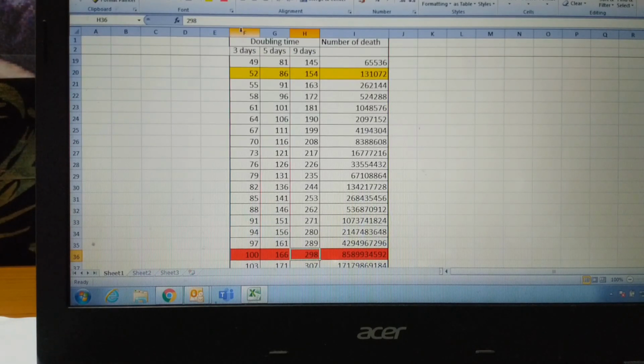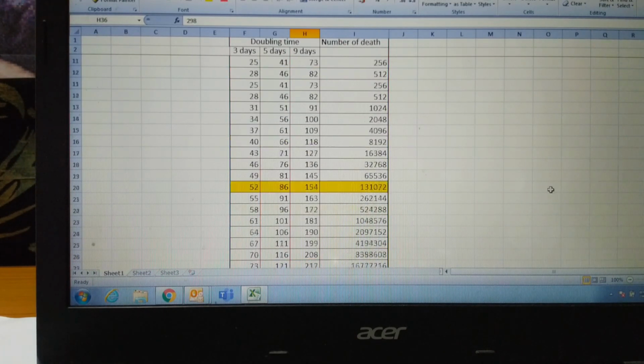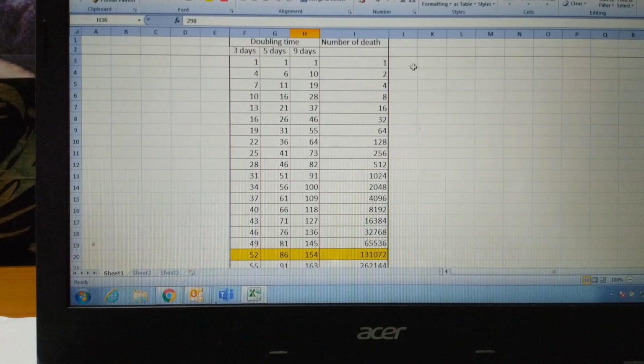Let me give you some example. What I have done here, in F, G and H columns, I have put some doubling times as 3 days, 5 days and 9 days. And the number of deaths, I have started from day 1, where the number of deaths is 1. Let's take the doubling time as 3 days. So after 3 more days, at day 4, the number of deaths is 2. At day 7, the number of deaths is 4. At day 10, the number of people died is 8, and so on, it is increasing. So I have calculated that according to 5 days doubling time and 9 days doubling time.